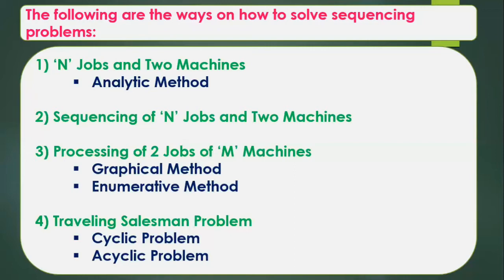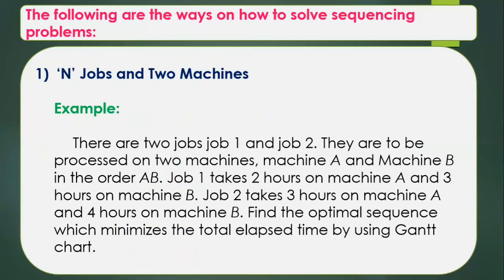Now, in this case, we will be focusing more on the first method or way in solving the sequencing problems, which is n jobs and 2 machines. Now, in order for us to better understand this, let us have an example. Okay, example, there are 2 jobs. We have jobs 1 and 2. These jobs are to be processed on 2 machines. We have machines A and B in the order AB.